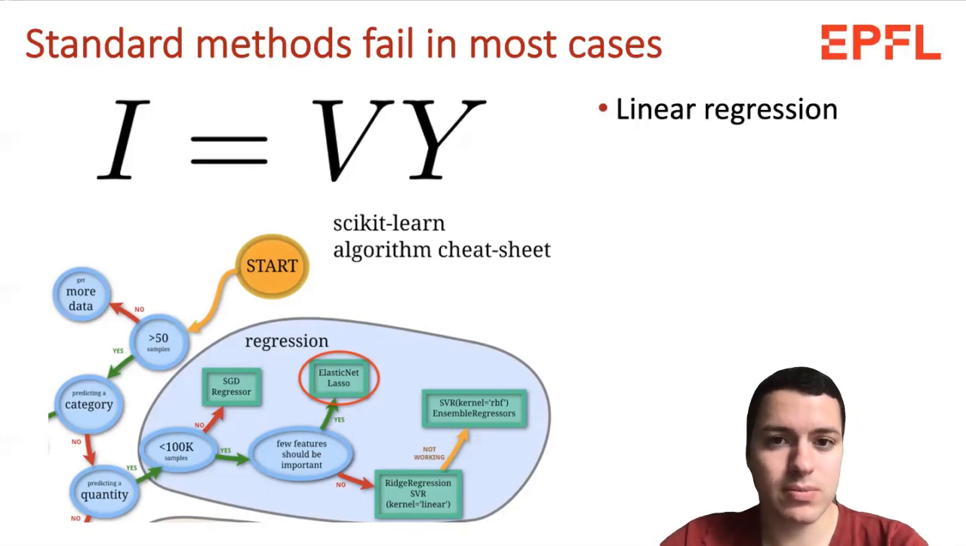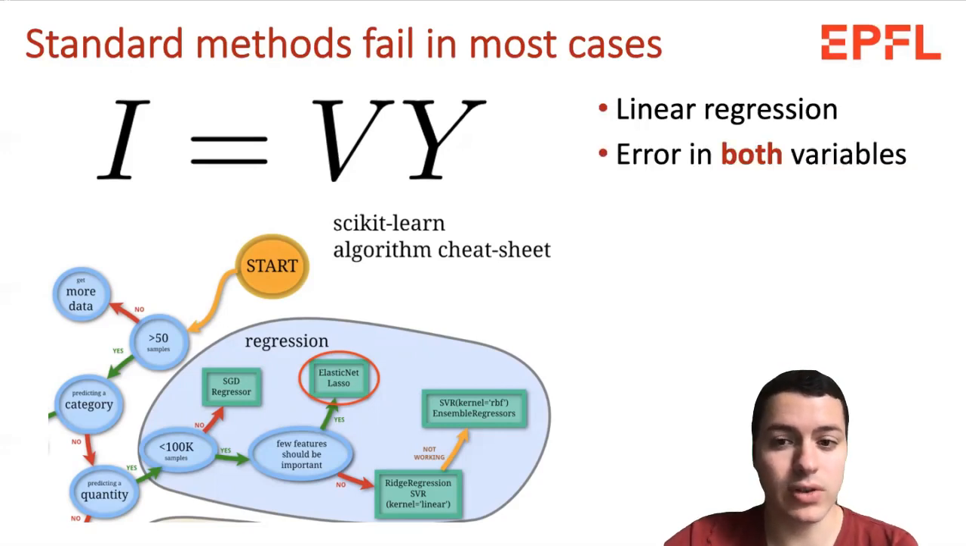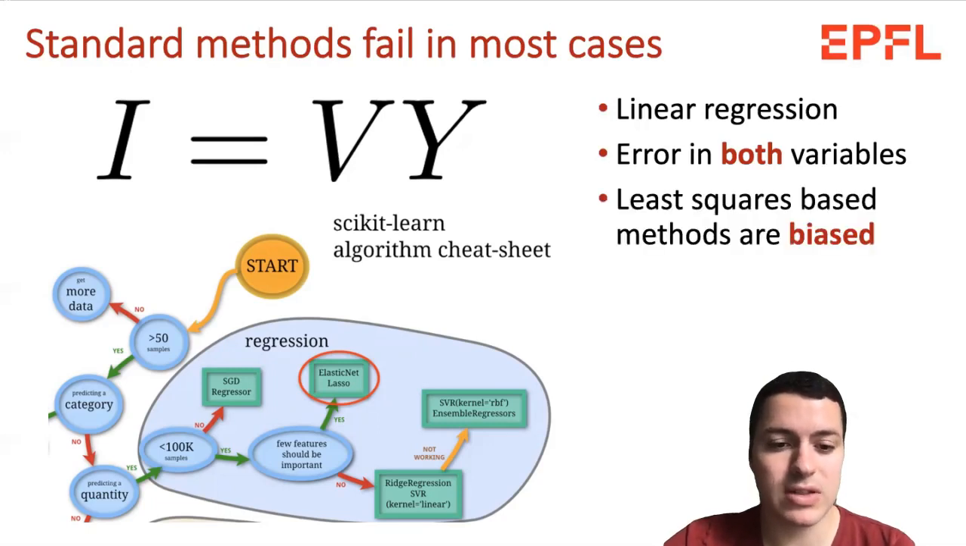Now, all of these least squares based methods do not take into account the error on voltages, but you have error in both variables in practice, which creates a large bias, usually towards zero, so you will identify zero admittance matrices.